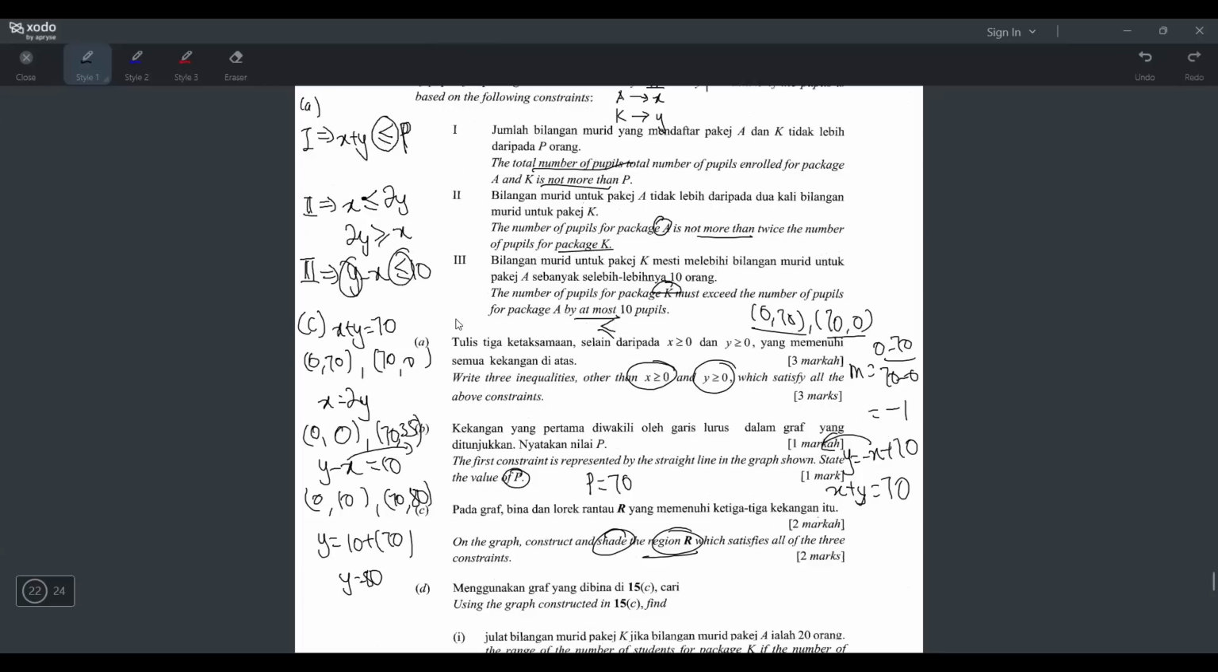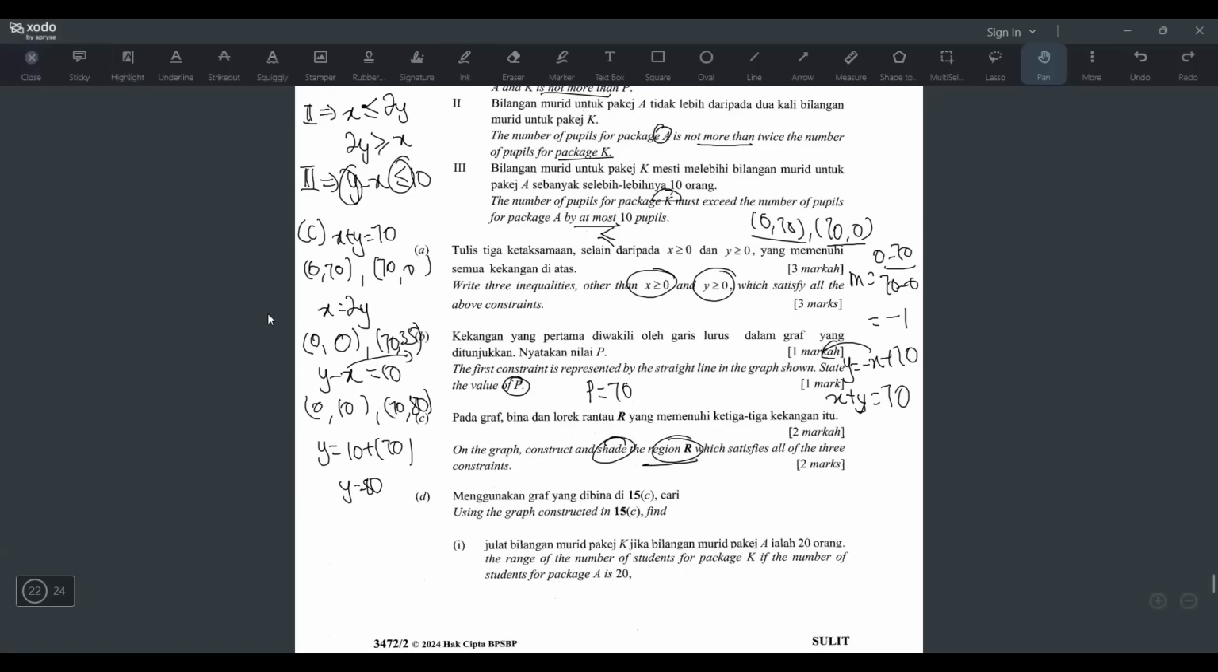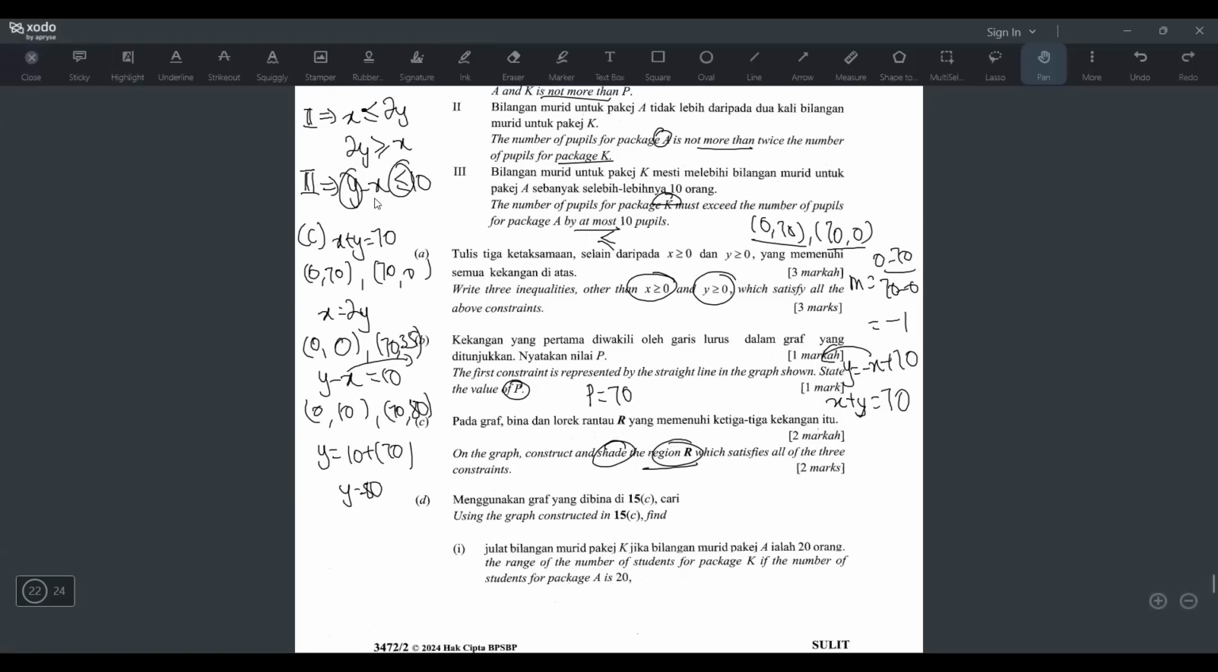Dia ada dua possibility saja mah, bigger atau smaller. So kalau bukan smaller, bigger. Kalau bukan bigger, smaller. So if the Y positive is on the other side, then you have to tengok. You have to terbalikkan the symbol because you have to tengok from the other side. Faham kan? Okay. So kena ambil bawah garisan Y minus X equals 10.